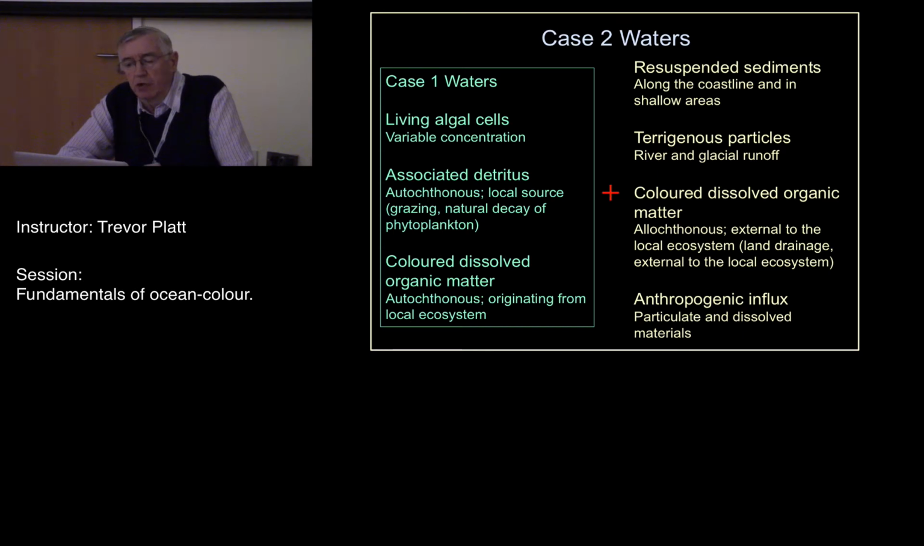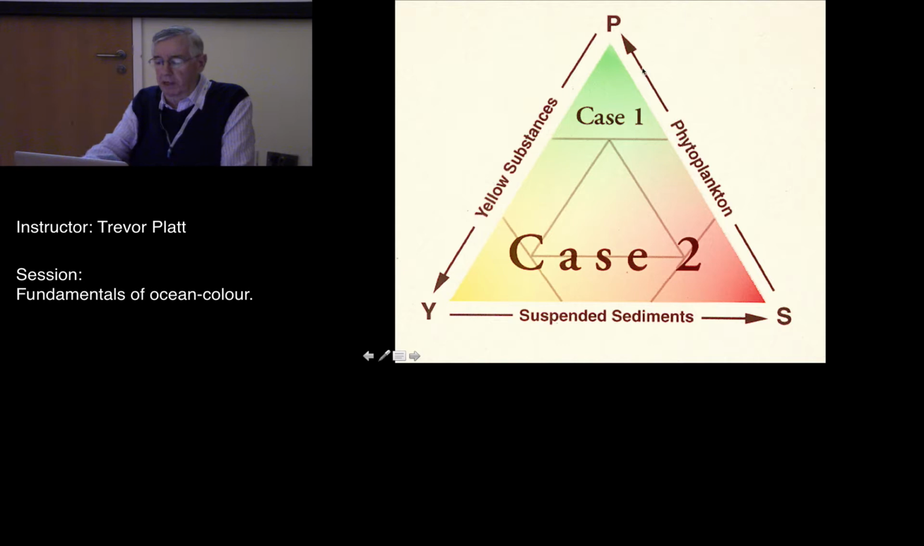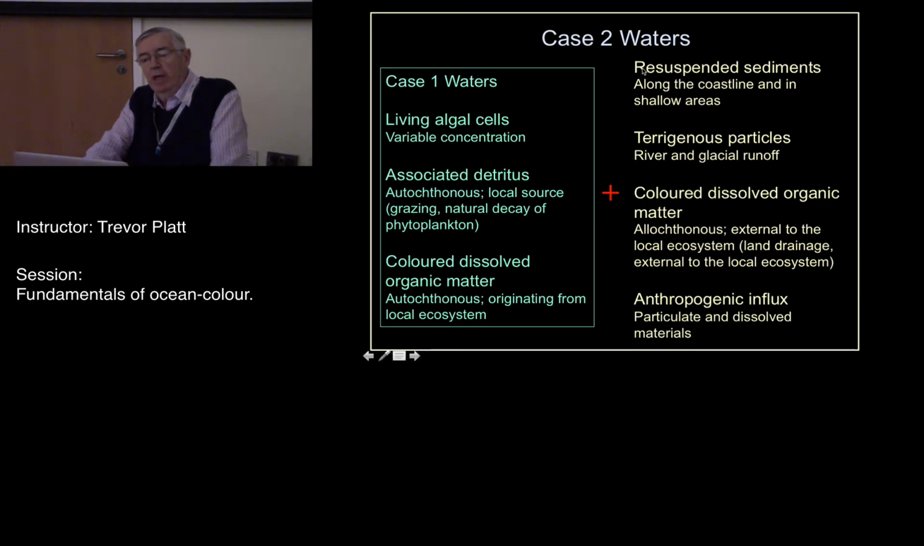Case 2 waters are more complex, and they contain, for example, sediments, material derived from land, colored material derived from land, and any anthropogenic inputs. So case 2 waters are typically coastal and optically complex. Case 1 waters are more open ocean.